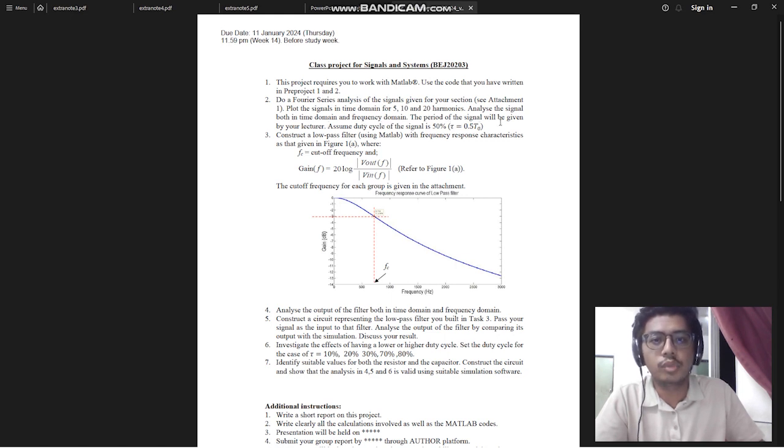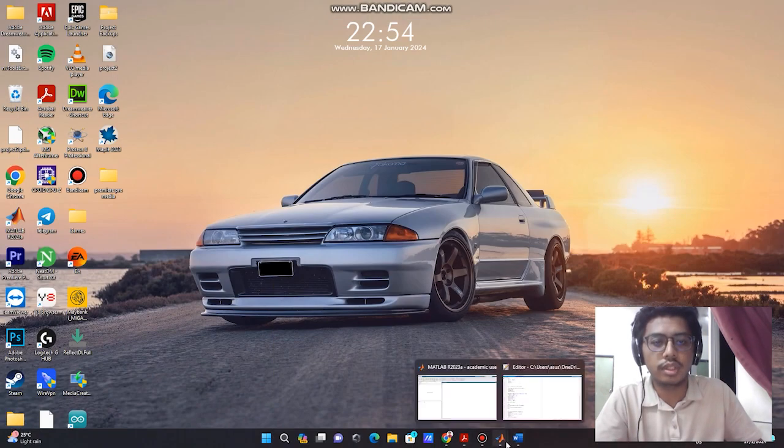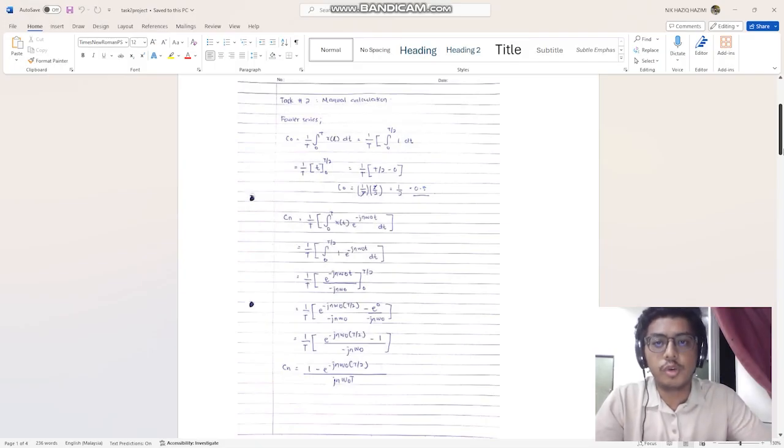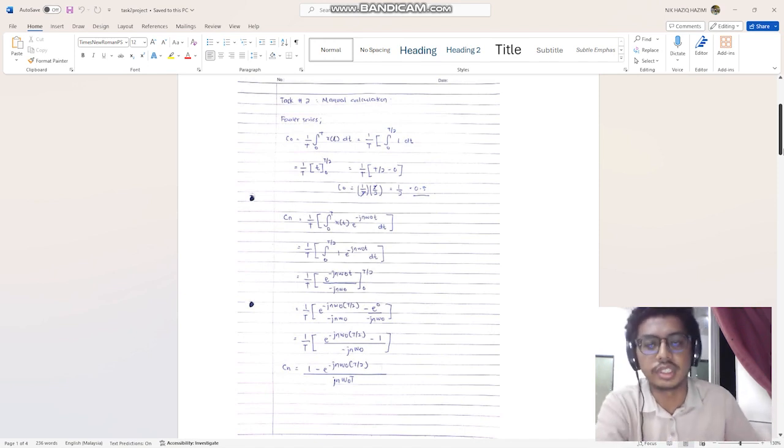The period of the signal will be given by our lecturer, which for our group is F0 equal to 120 kHz. The duty cycle of the signal is set at 50%, or tau equals 0.5 of T0. So that's all for the briefing on task number 2. We're going to proceed to the MATLAB coding for task number 2. But before we proceed to the MATLAB coding, we will take a look at this manual calculation regarding task 2 on Fourier series analysis.